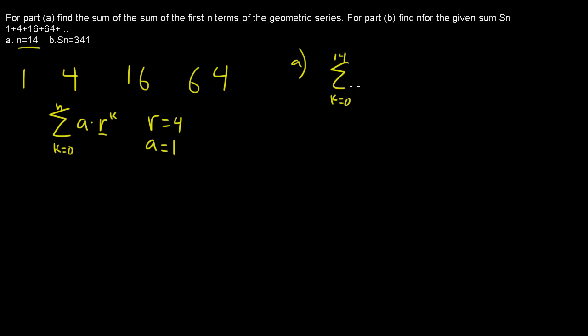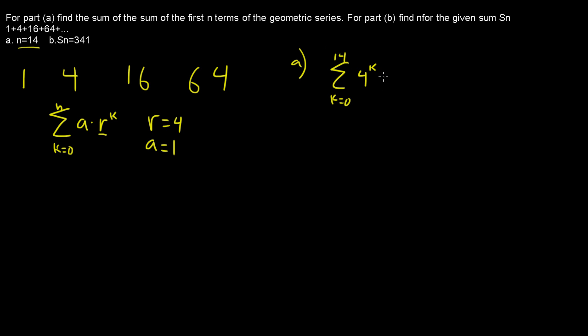So as n goes to 14, we're going to write this as 4 to the k, whatever k happens to be. It's the same; it's this value that counts. It increases by 1 each time, right?